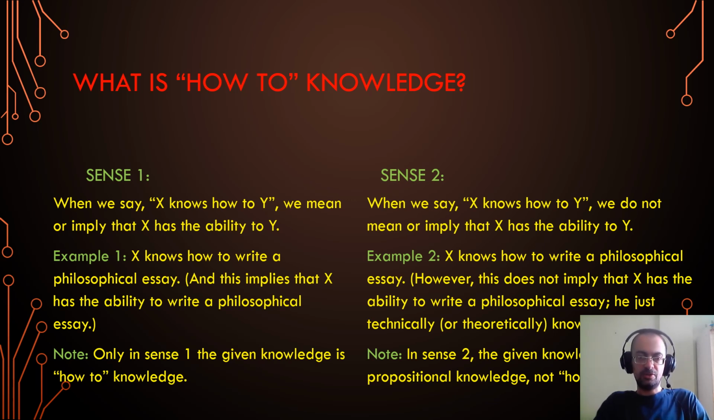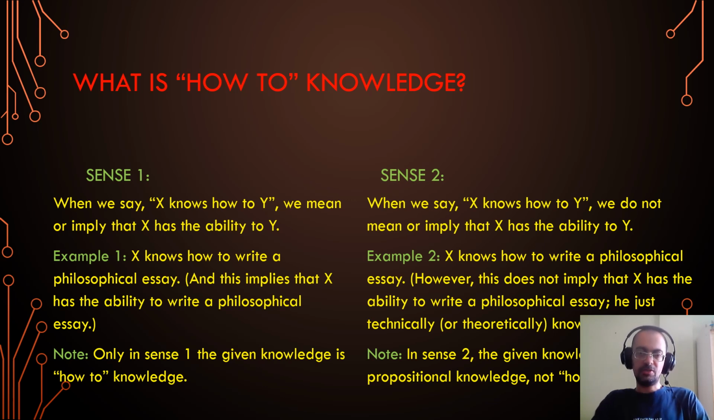Maybe this person has already published his philosophical essay. We can read this book and take some information, knowledge, etc. Note, only in sense 1 the given knowledge is how-to knowledge. Because if we move to sense 2, despite the fact that we can use the "how to" word combination, it cannot be related to how-to knowledge itself.